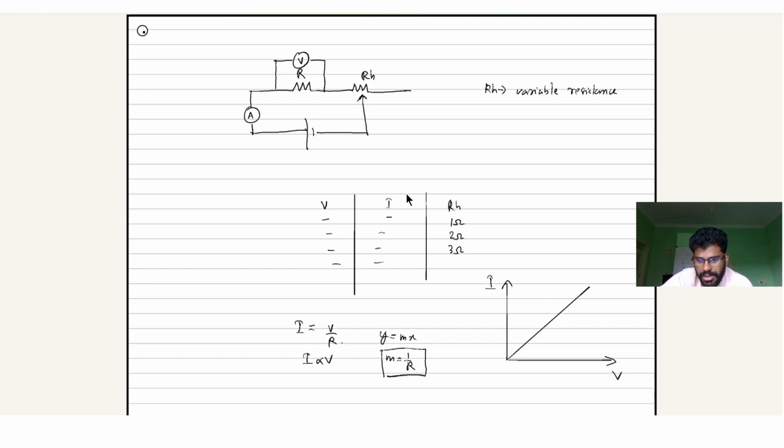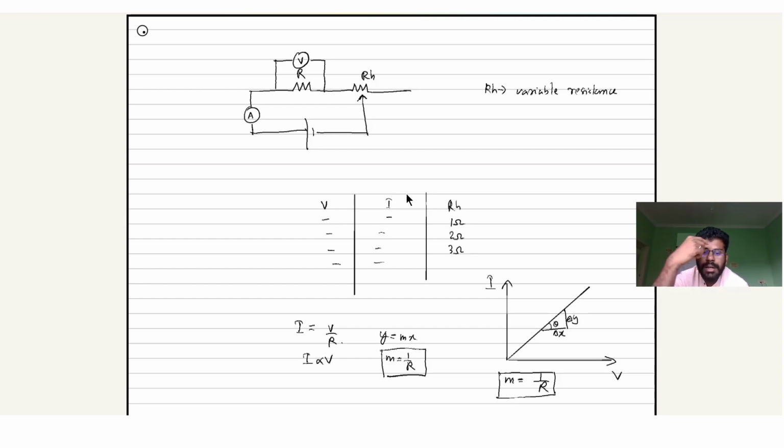So you can plot the graph of I versus V and find the slope. Slope is nothing but tan theta, that is equal to delta y by delta x. If you find the slope, you can find it as 1 by resistance. So experimentally also this law can be proved properly. So that's the complete idea of Ohm's law.